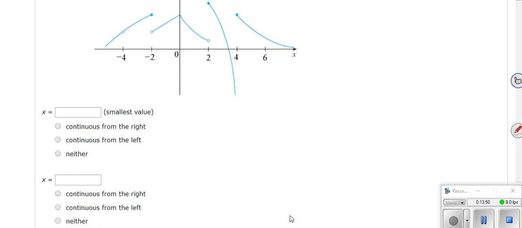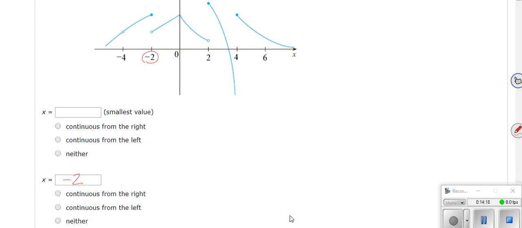So the second part, x equals what is another point of discontinuity? Well, it's got to be -2. Now, as I look at -2, is it continuous from the left or from the right? Again, remember the value of the function has to be the same as the limit from the left or the right for it to be continuous.